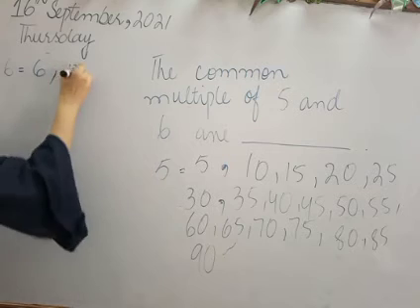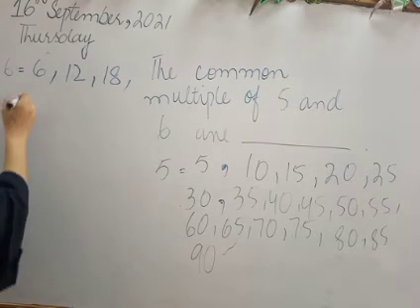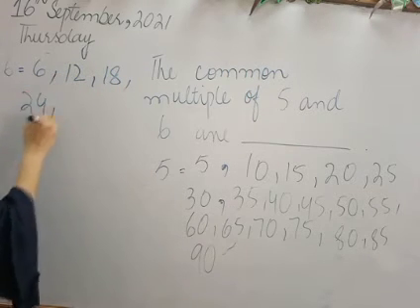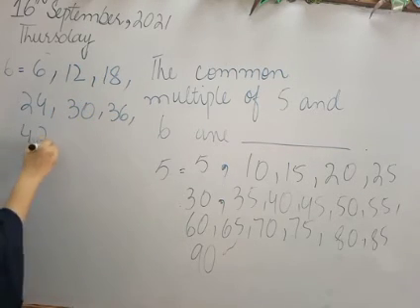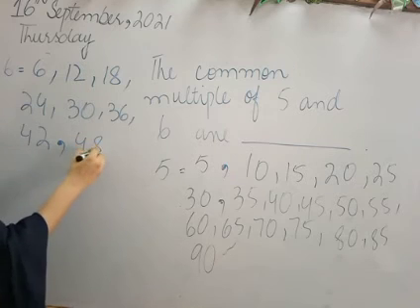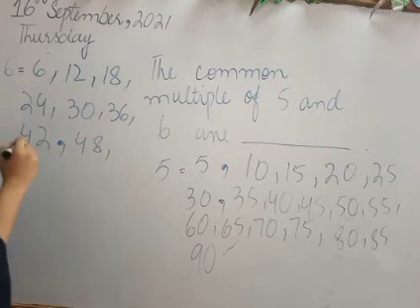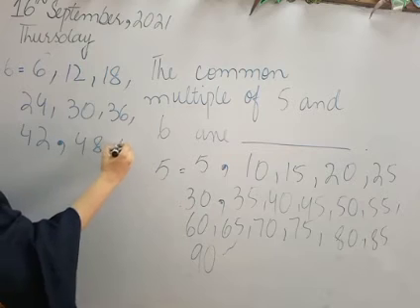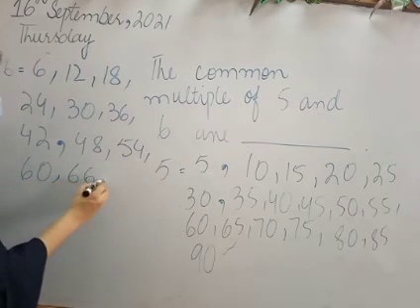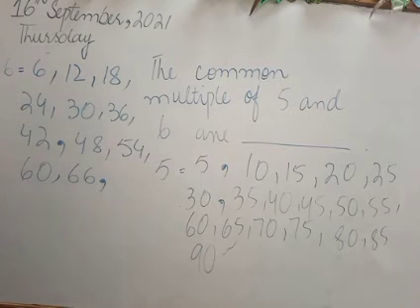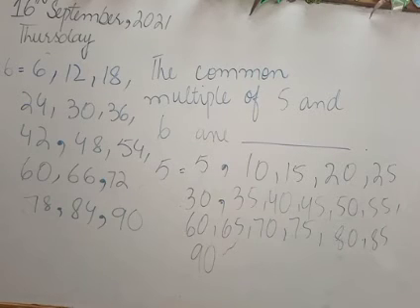Now we will write multiples of 6: 6, 12, 18, 24, 30, 36, 42, 48, 54, 60, 66, okay? Then we have 72, then 78, 84 and 90. So these are the multiples of 5 and 6.